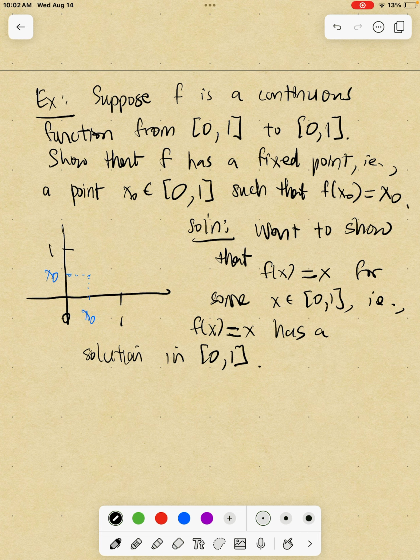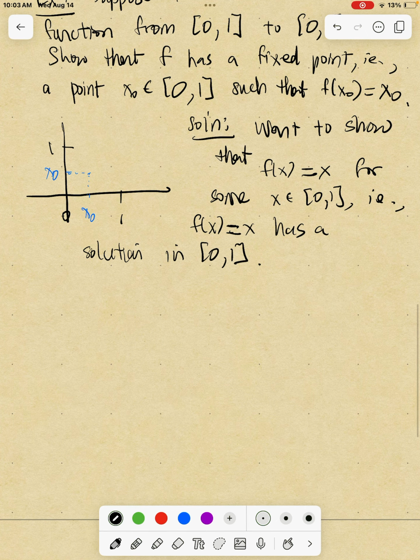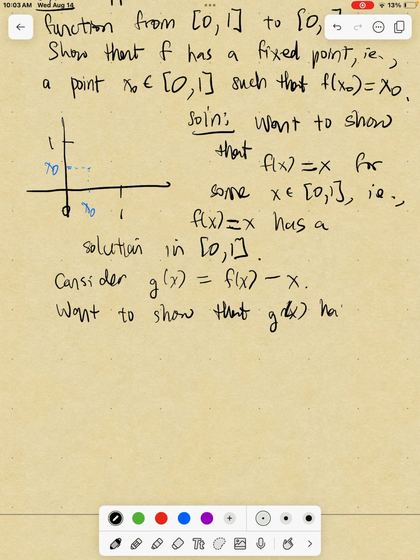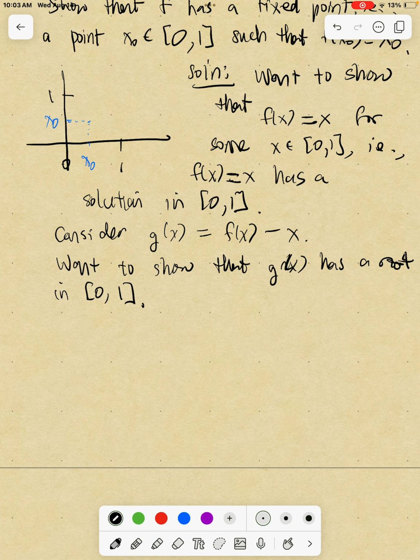Well, there's a trick that will allow us to use the intermediate value theorem, and that's just to subtract x from both sides. So consider the function g of x equals f of x minus x. To show that f of x equals x is the same as showing that g of x equals 0. So we want to show that g of x has a root in the interval from 0 to 1. And now we see where the intermediate value theorem comes in.